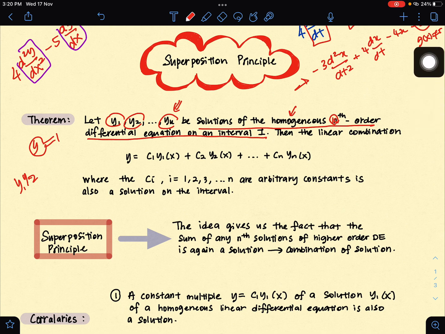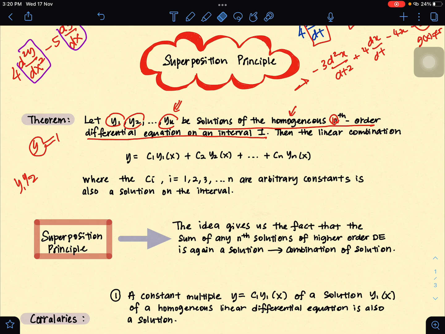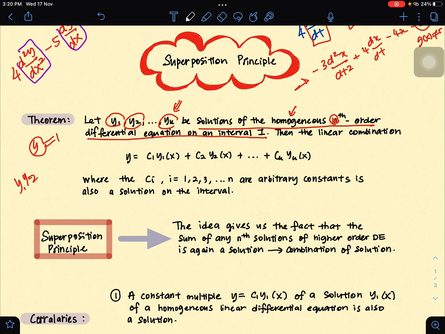Then the linear combination y equal to c1 y1 plus c2 y2 plus ... plus ck yk. Okay, sini silap kita guna k, so semua kena guna k lah. Okay, so sini k. Okay, ck yk, where the ci are arbitrary constants, so ci ni hanyalah constant. Okay, is also a solution on the interval.